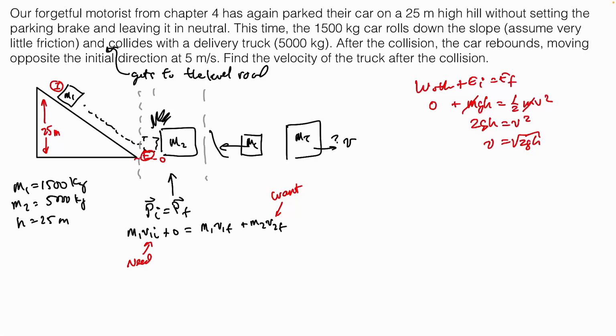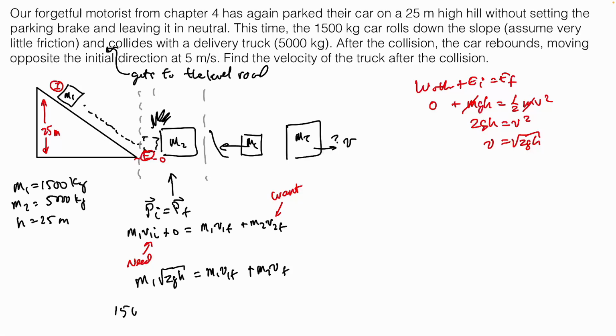Okay, what were we doing? Square root of 2gh. All right. Do I know what V1 initial is? Yeah, it's square root of 2gh, isn't it? M1 times the square root of 2gh is now equal to M1 V1 final plus M2 V2 final. Okay, you guys like that. We'll put the numbers in for you. So let's put some numbers in.